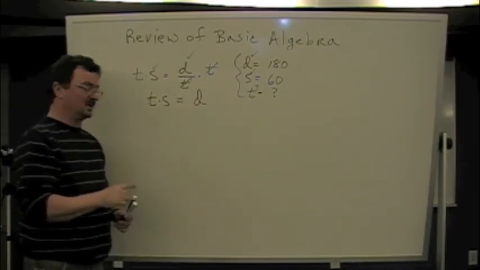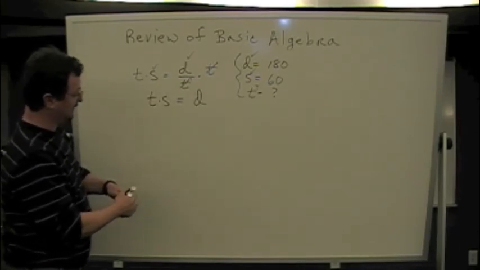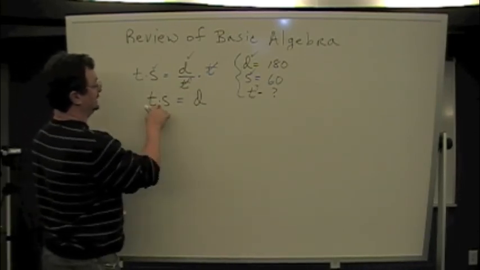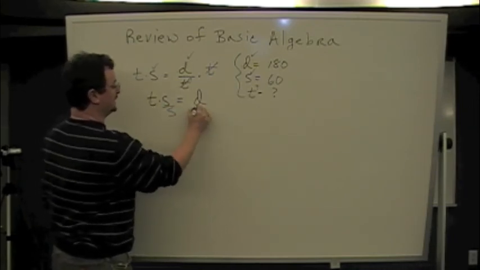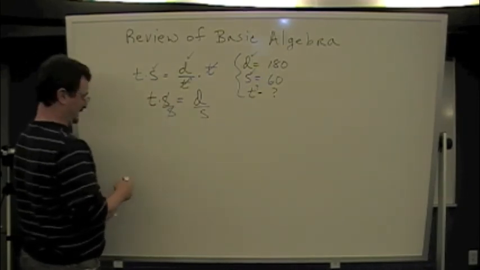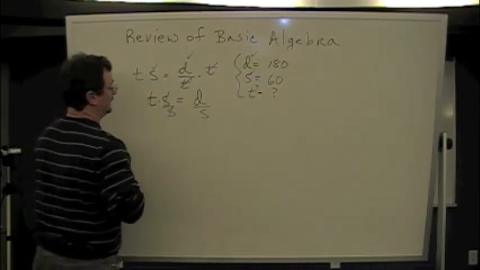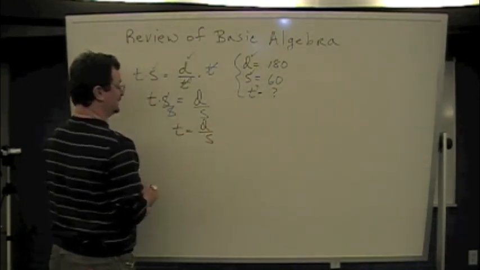You have T times S is equal to D. But now it's one more simple step to isolate the T. All you have to do is divide both sides by S. T is being multiplied by S. Let's divide out S. If you do it on this side, you must do it on this side. So you divide out the S, and you have T is equal to D over S.